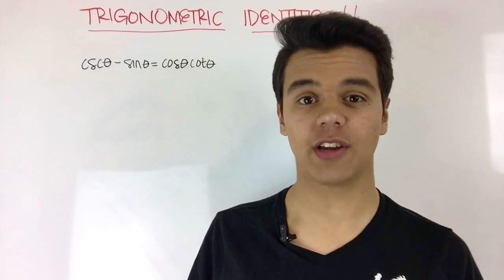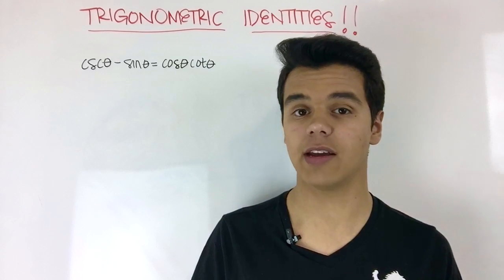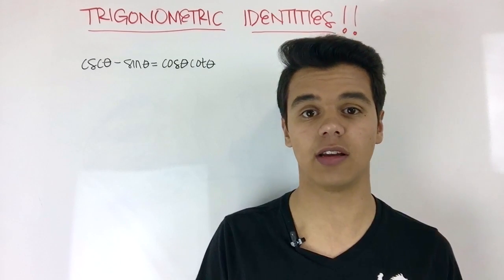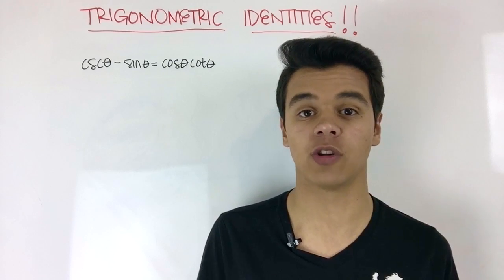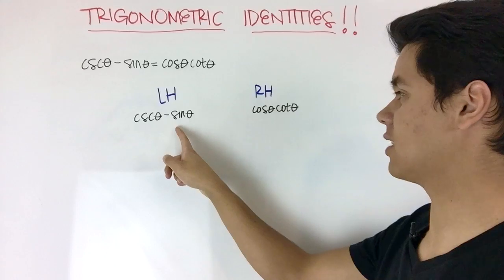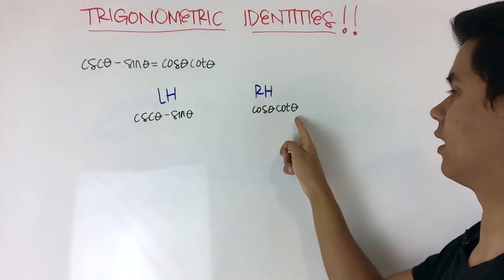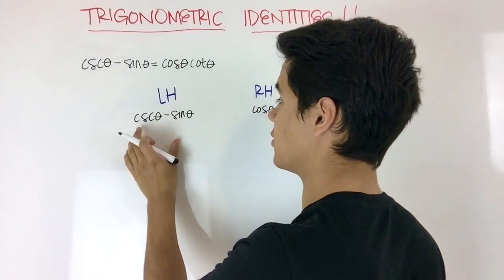Now, for our second example, I have this expression. Personally, and as a pro tip that I would like to give you, whatever you have, always convert it in terms of sine and cosine so you know what you have to work with. In our left hand, we have cosecant of theta minus sine of theta. And in our right hand, we have cosine theta times cotangent of theta. Let's convert here everything in terms of sine and cosine.